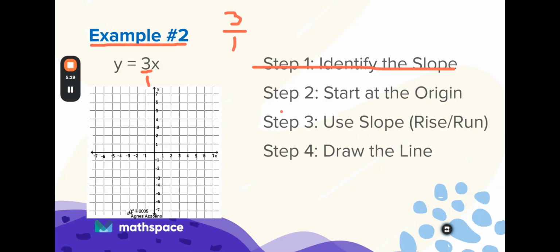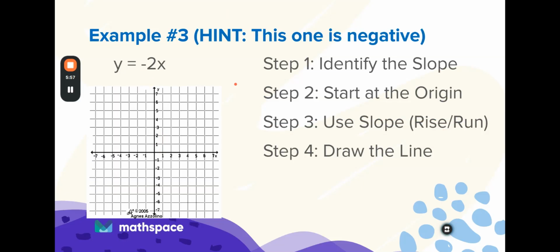Step 2 is start at the origin. So I'm going to plot my origin right here. And then step 3 is to use my slope. My slope is a positive 3 over 1. So that means I'm going to go up 3, 1, 2, 3, and then over 1. We're always going to go to the right, so we're never going to go to the left. Just so y'all know. And then there goes my slope. I used my slope, and then I drew my line. Y'all see how easy this is? This is really easy. Especially as smart as y'all are, this is light work.